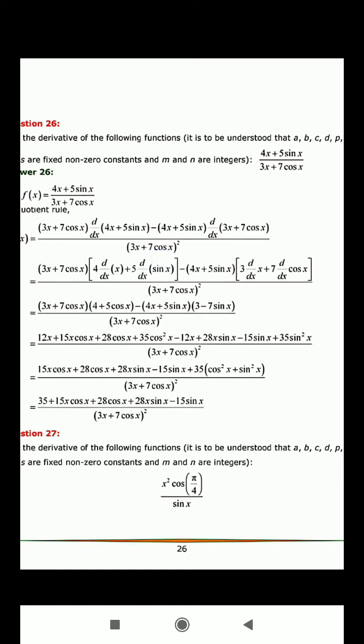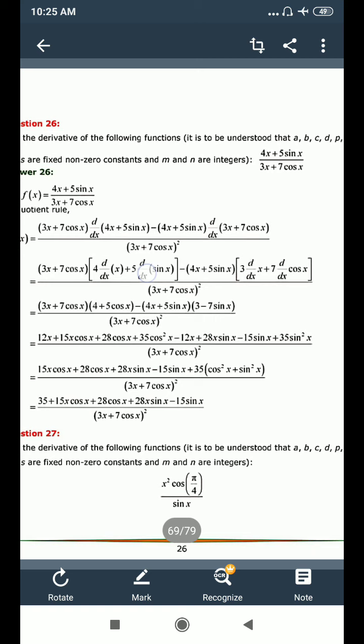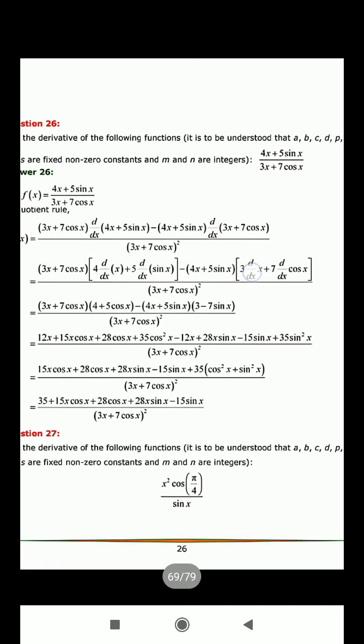So we differentiate 4x plus 5 sin x. How to differentiate? Keep 4 outside, differentiation of x. 5 sin x, keep 5 outside, differentiation of sin x. Similarly, 3x plus 7 cos x: 3 as it is, differentiation of x, plus 7 as it is, differentiation of cos x. It is 4 only because differentiation of x is 1, and it is 5 cos x because differentiation of sin x is cos x. It is 3 only because differentiation of x is 1, and minus 7 sin x, divided by (3x plus 7 cos x) whole square. You can further open the brackets and simplify to get the desired answer. Otherwise, you can leave it as it is also.